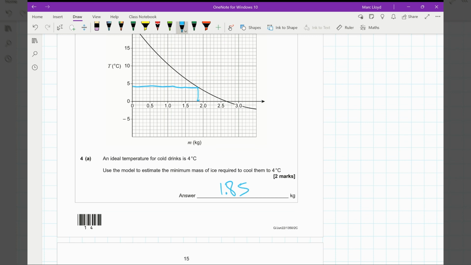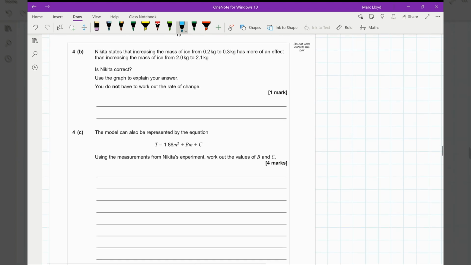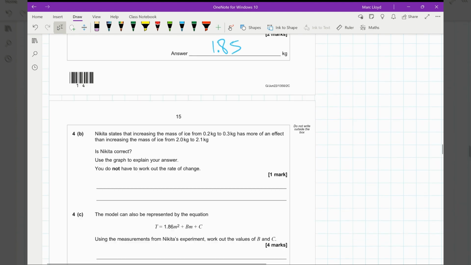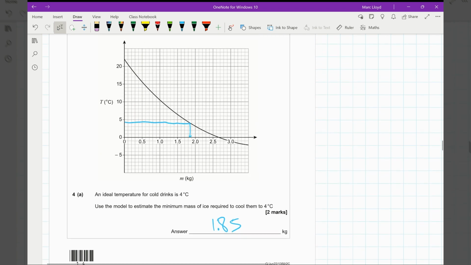Okay, so part B, Nikita states that increasing the mass of ice from 0.2 to 0.3 has more of an effect than increasing the mass of ice from 2 kilograms to 2.1. I said ice cream, didn't I? Is Nikita correct? So 0.2 to 0.3, going back to the graph, we've got 0.2 is here. We've got 0.3 there. So we've got quite a steep gradient. And actually, I know that it's here and here. So I'm reading off 19 and 18.